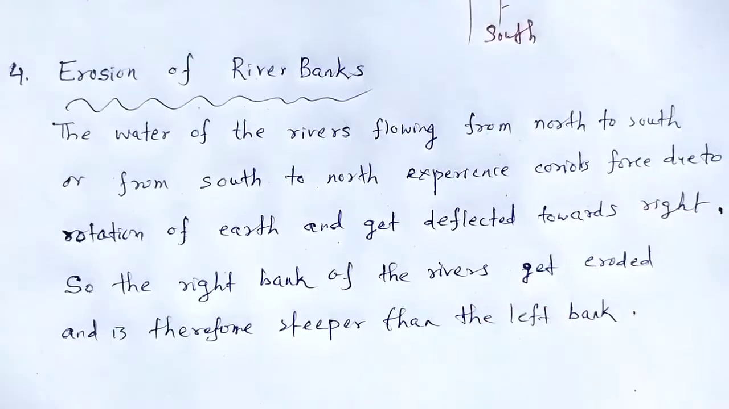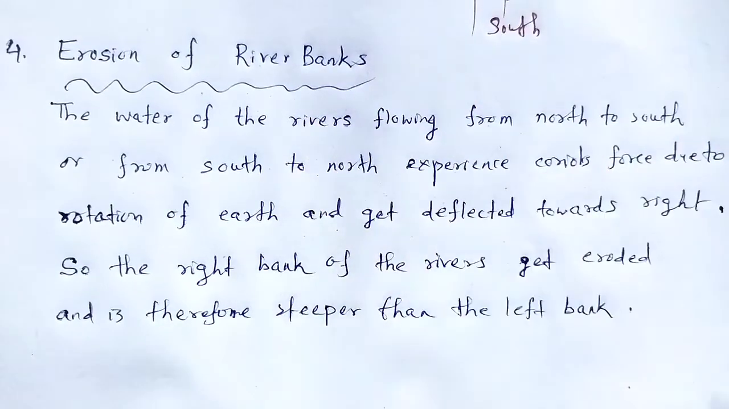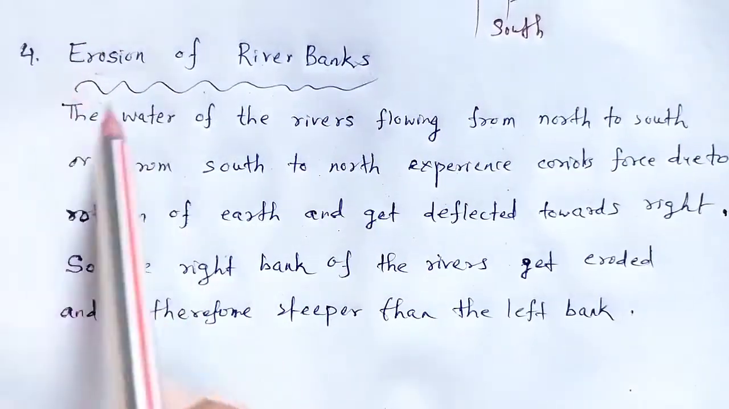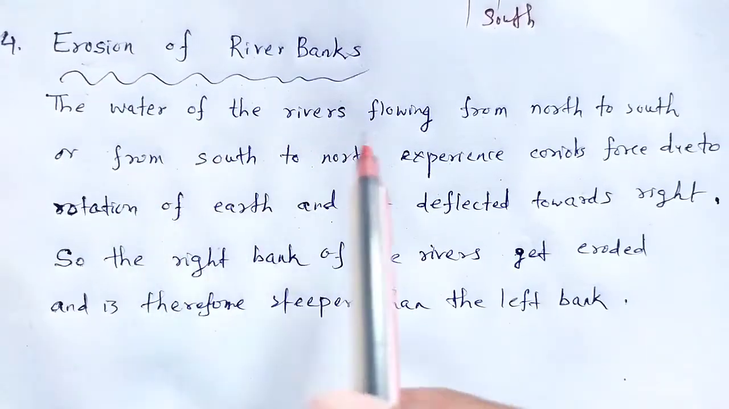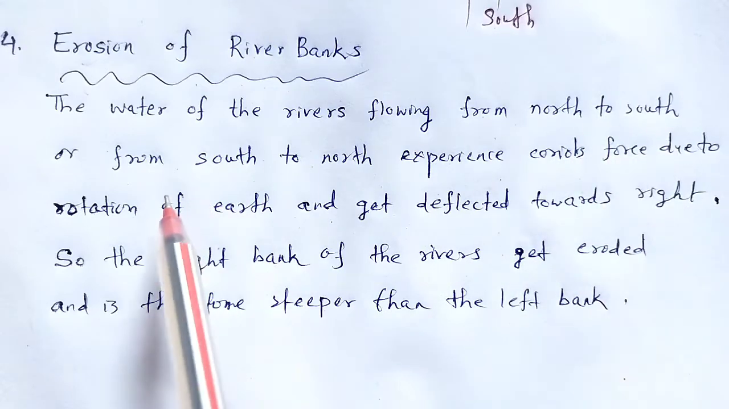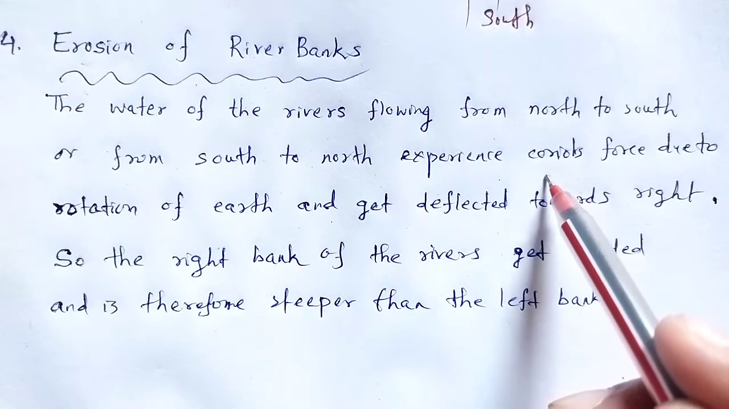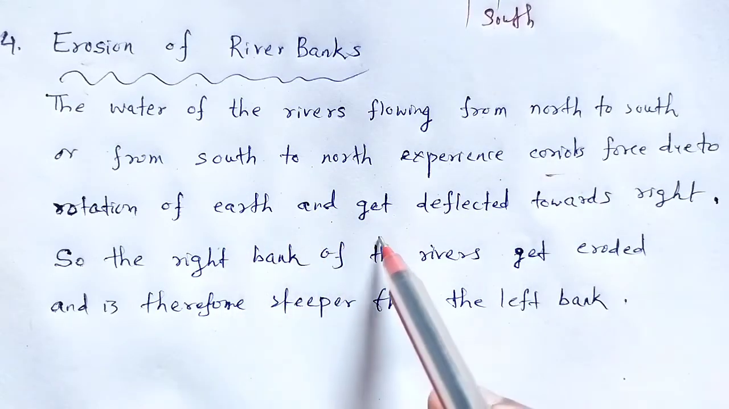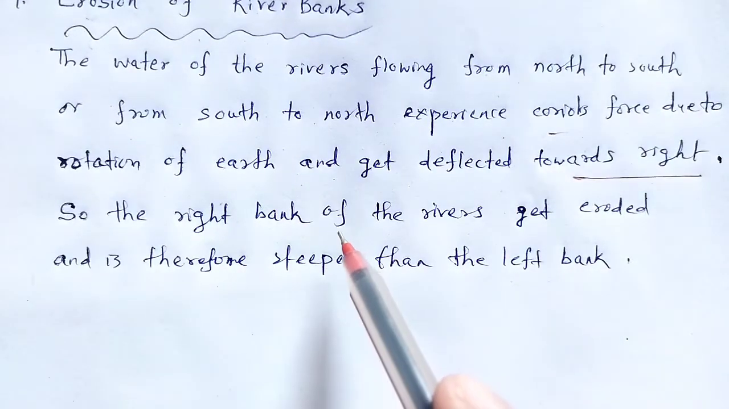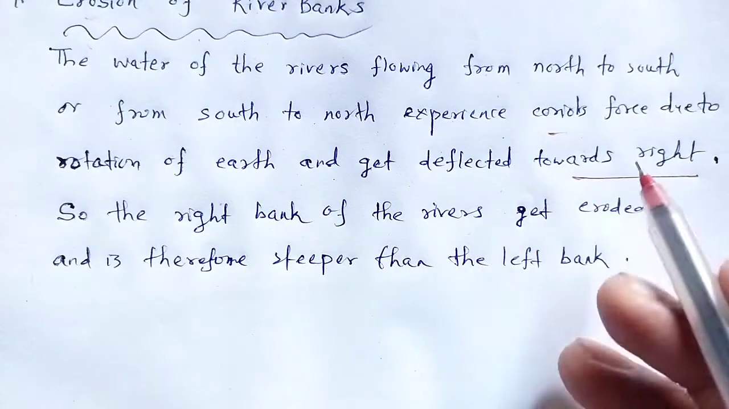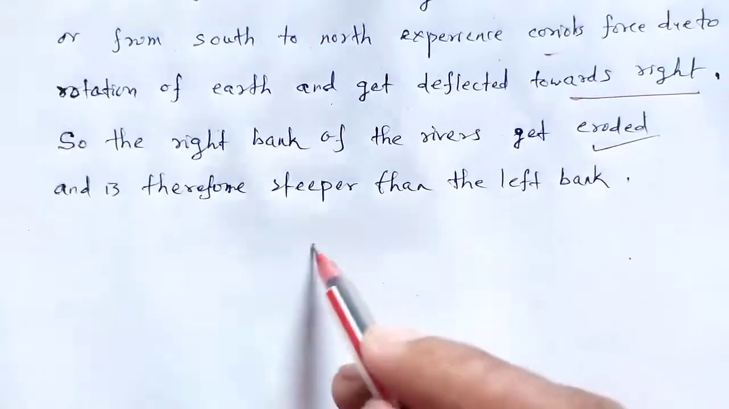Last one, that is the erosion of river banks. What is erosion? Erosion in the sense of loss of soil. The water of rivers flowing from north to south or from south to north experiences the Coriolis force due to the rotation of the earth and gets deflected towards the right, as we discussed. So the right bank of the river gets eroded, and therefore is steeper than the left bank.